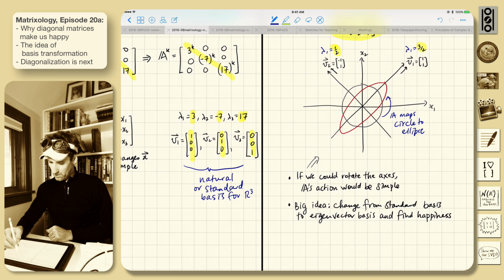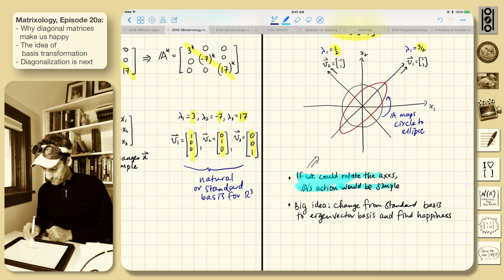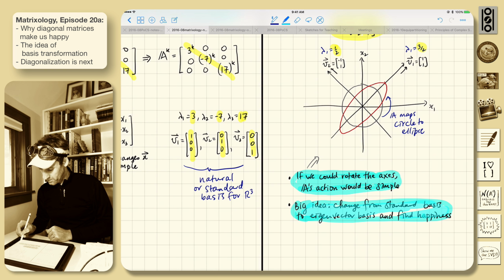And so the big idea is going to be this. These are two huge ideas, right? If we could rotate the axes, A's action would be simple. And the big idea is that we do that, right? So we change from the standard basis to the eigenvector basis. So we're kind of just going to do that to start with.